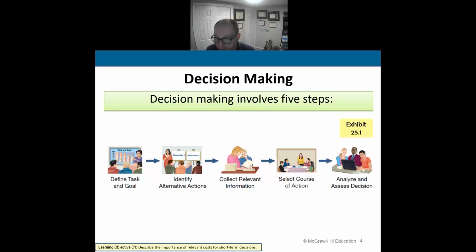The second thing that we need to do is identify two alternatives. Alternative one and alternative two. Sometimes there's more than two, right? But we need to identify the alternatives. 1, 2, 3, 4, etc. Basically, what are the alternatives to the decision?